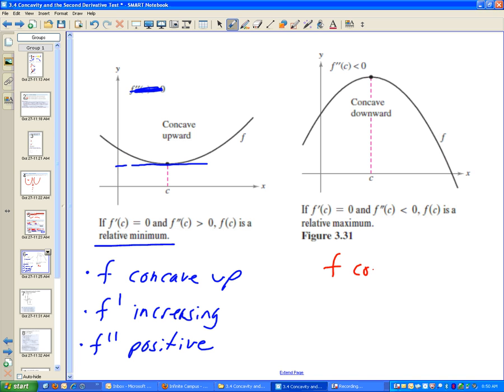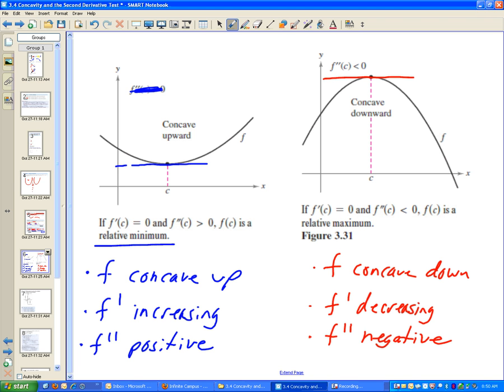Okay? Then let's look over here. On this one, f is concave downward. What's that tell us about f prime? Increasing or decreasing? Decreasing. And if f prime is decreasing, what's that tell us about the sign of f double prime? Again, if you know one of those three things, you conclude the other two. When all that happens, and the derivative equals 0, we have ourselves a relative maximum.